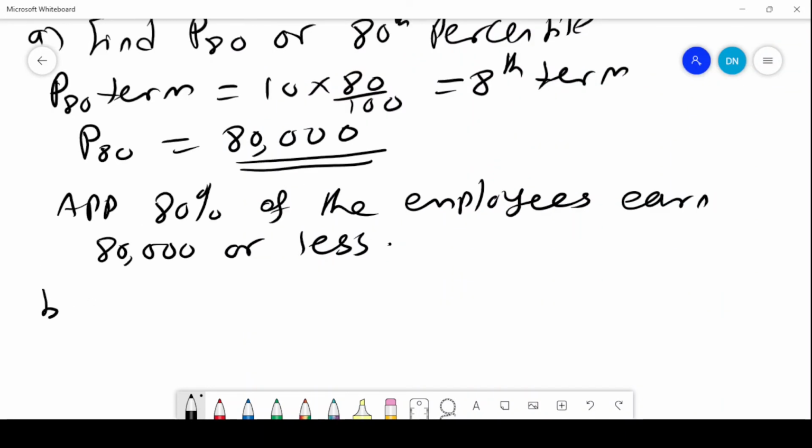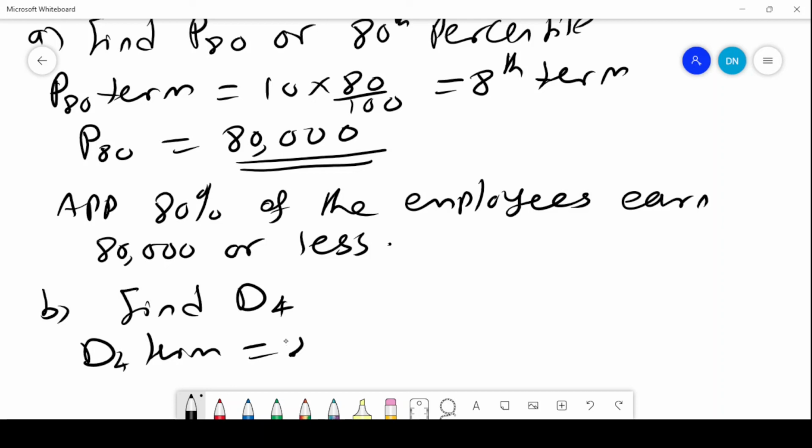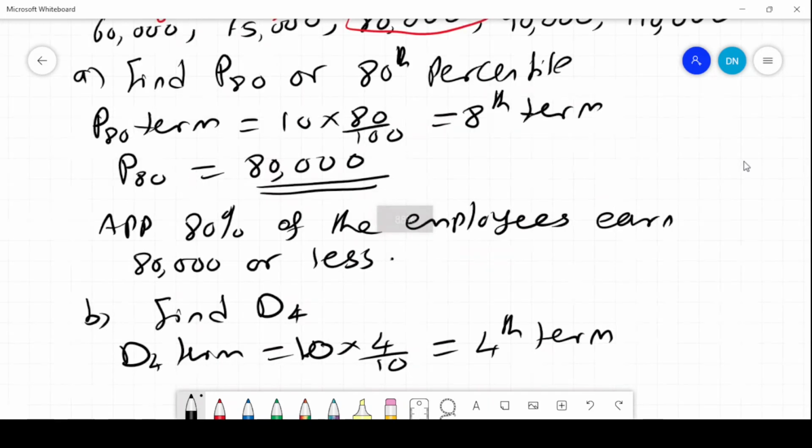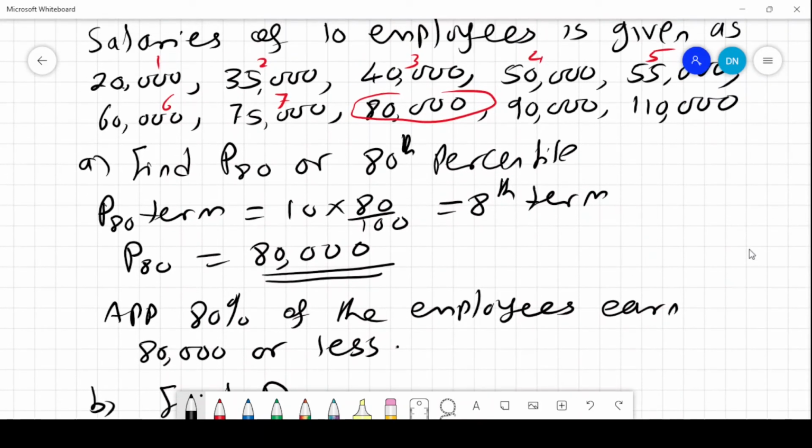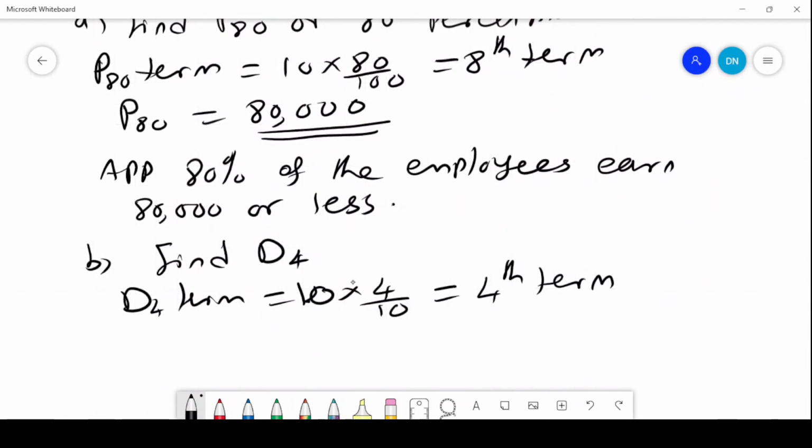So we want now to find D4. So the first thing is we get the D4 term, which is 10 times 4 over 10, which is the fourth term. And from the data, we know which term is the fourth. The fourth term is 50,000. So therefore, I can say D4 is equal to 50,000. For the ungrouped data, the procedure is easier than for the grouped data.